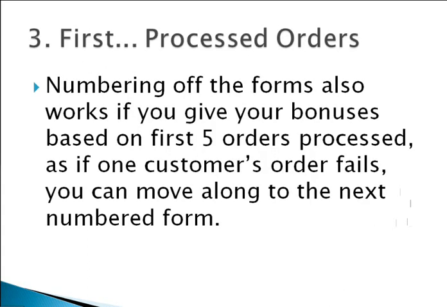The other thing you can do is similar to this, and this is what we use in our events: the first 5 processed orders. We number the forms off as in the previous system, but what we then do is take the forms and process them, and it's the first 5 orders that are processed. So if a customer's order fails for some reason, they might have insufficient funds in their bank account, or for some reason we can't process it, they wouldn't get the bonus. It just rewards people who are able to purchase and take the initiative to purchase right then and there. By numbering them off, you can then move along to the next form. So that's a system we use, which works really well and is easy and clear.